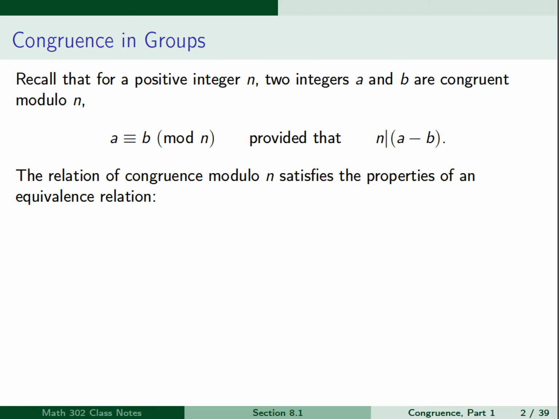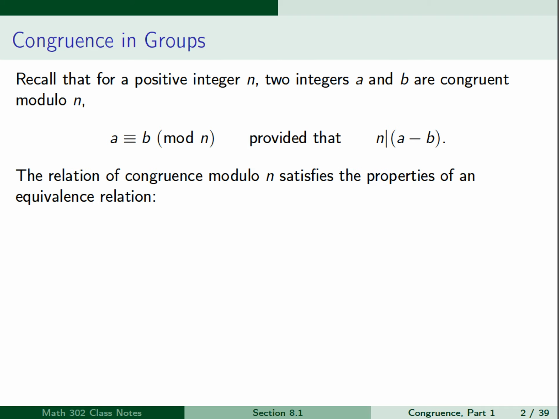So first, the reflexive property. For all A in G, A is congruent to A mod K. Second, the symmetric property. For all A, B in G, if A is congruent to B mod K, then B is congruent to A mod K. And third, the transitive property. For all A, B, C in G, if A is congruent to B mod K and B is congruent to C mod K, then A is congruent to C mod K. Therefore, congruence modulo K, satisfying these three properties, is an equivalence relation.